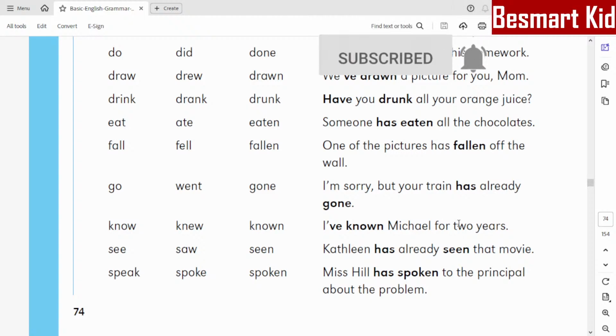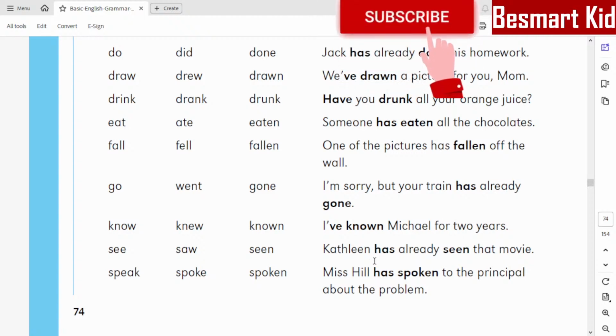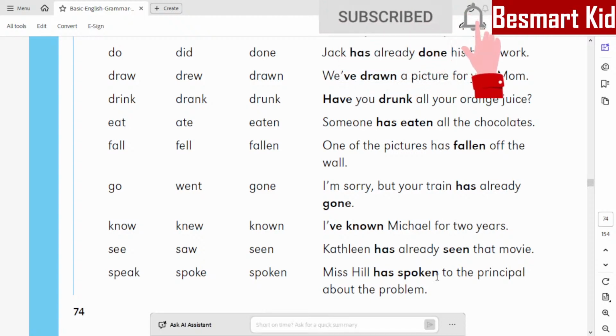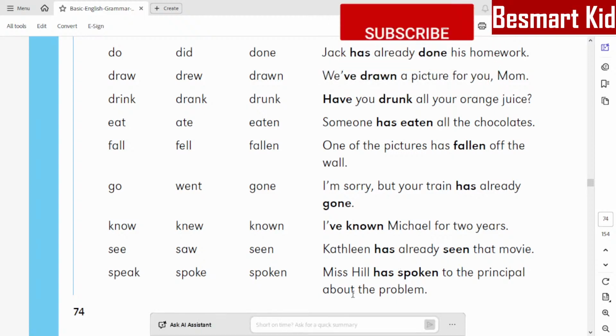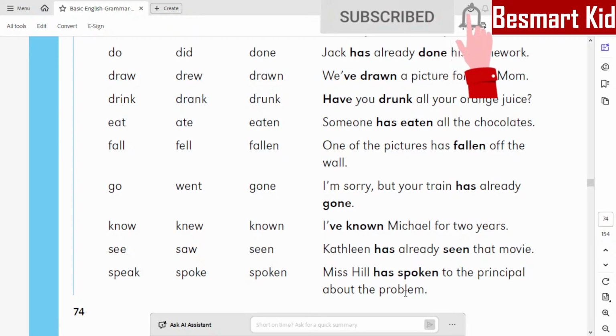I've known Michael for 2 years. Kathleen has already seen that movie. Miss Hill has spoken to the principal about the problem.